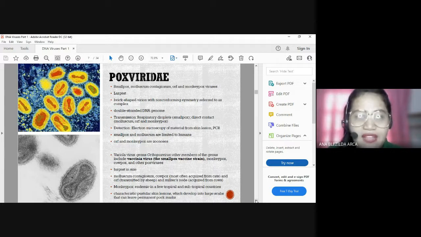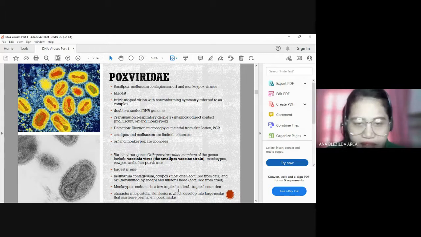So what are the different viruses under the Poxviridae family? You have here the smallpox, the Molluscum contagiosum, the ORF, and the Monkeypox viruses. Now, how are you going to detect them? You can perform electron microscopy. With electron microscopy, you look for the brick-shaped appearance like this one. Okay? You look for that. That is a sign that there is a Poxviridae infection.